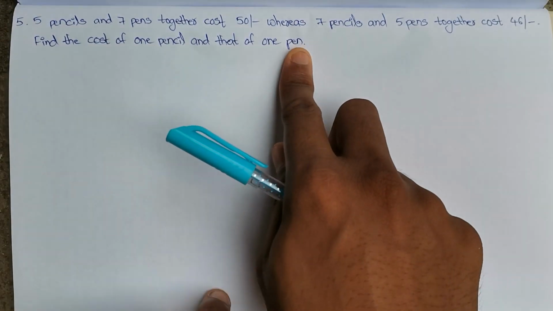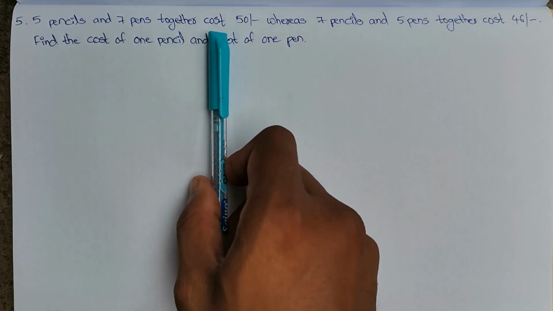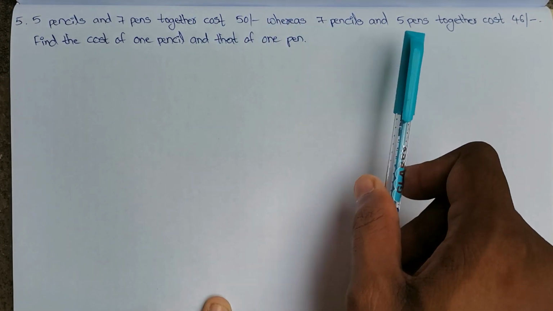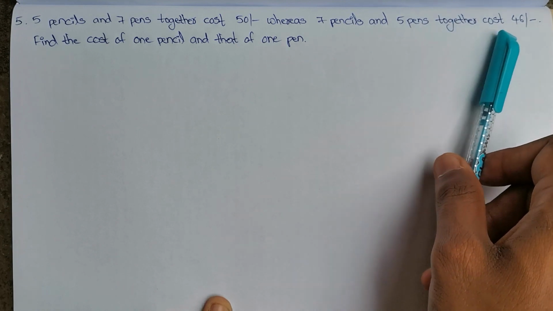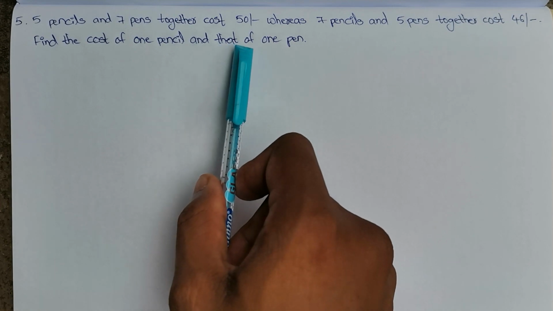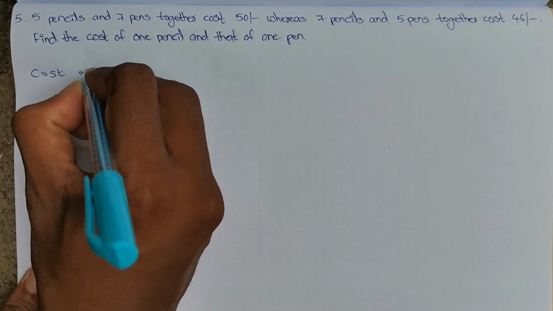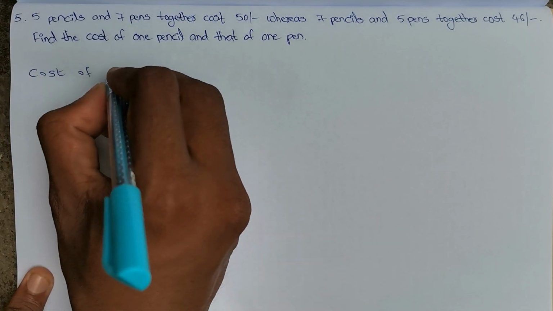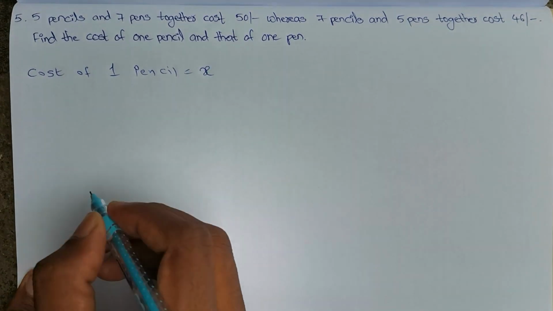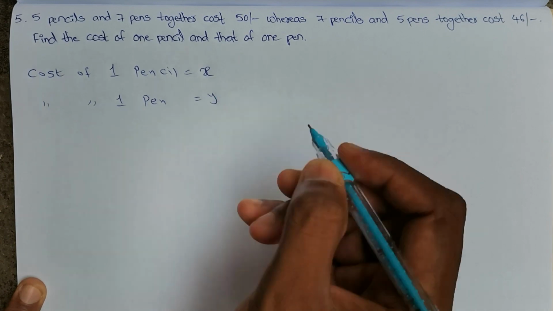Okay, let's check the next question. 5 pencils and 7 pens together cost 50 rupees, whereas 7 pencils and 5 pens together cost 46 rupees. Then find the cost of 1 pencil and 1 pen. Cost of 1 pencil X rupees. Cost of 1 pen Y rupees.